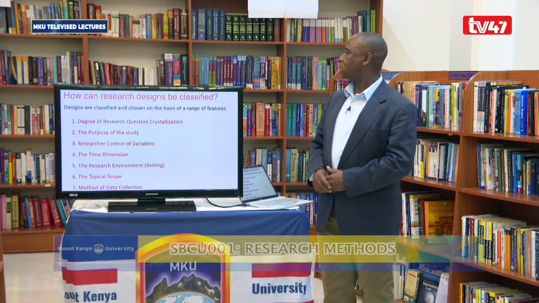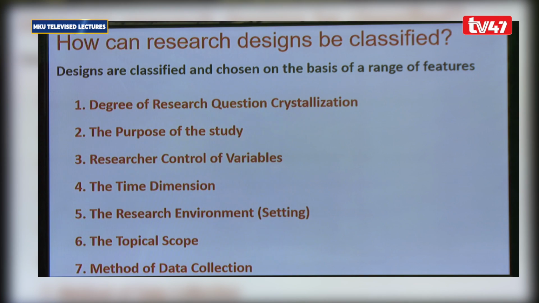How can research designs be classified? How do you classify the different designs? I have 7 of the different ways in which research designs can be classified. First and foremost, we need to ask ourselves about the degree of the research question that you have. Is it a big research topic, or is it something that you want to accomplish within a short period of time? That's what you call research question crystallization. We'll explain that a little more.